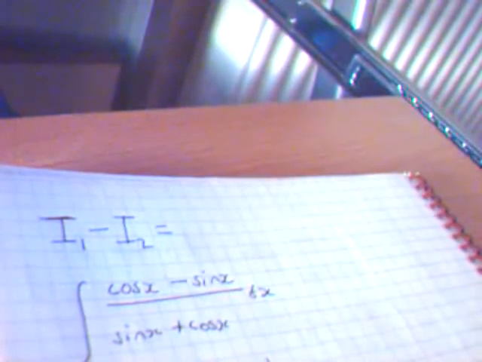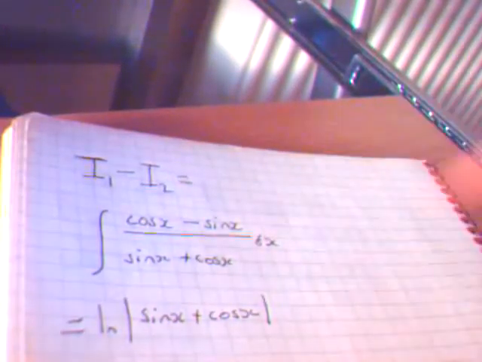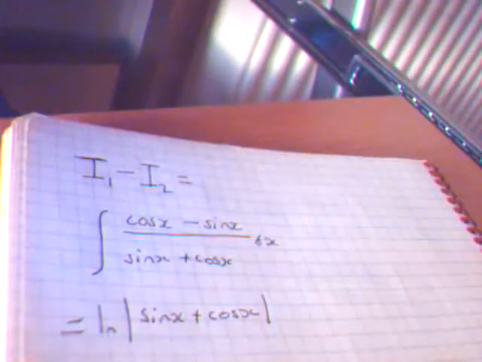Right, the computer's just eaten my last two attempts to do this, so let's do this again. I1 minus I2 equals cos x minus sin x over sin x plus cos x integrated with respect to x. Why? Similar reasons to why that is that. Not too difficult. And then this integrates to ln abs sin x plus cos x.